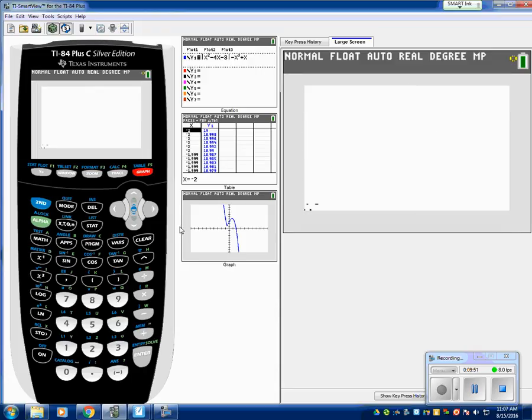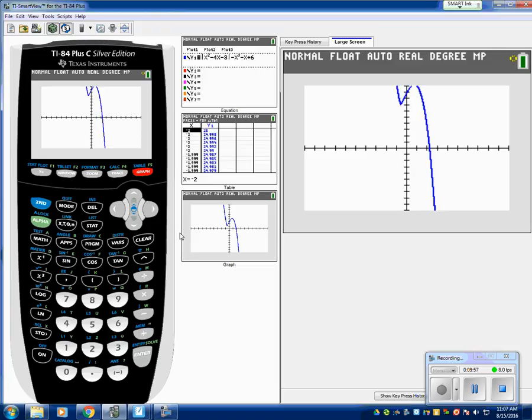So let's graph it and make sure we all have the same graph. If we don't, then we missed the signs. You guys have the same graph as me? With just one, it looks like there's only one x-intercept, as best we can tell. Yes. Okay, if you have that graph, go ahead and find out what that intercept is.